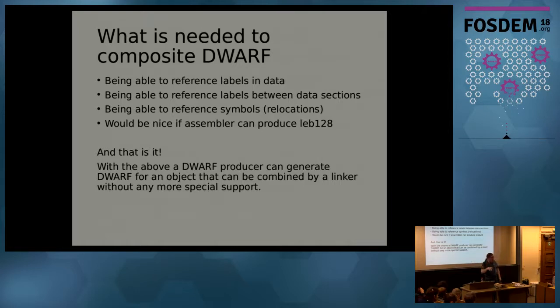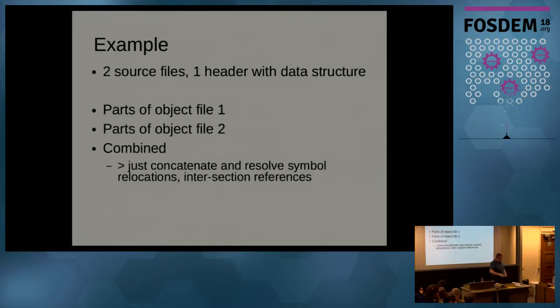And it would be nice if the assembler knows how to create LEB128. I don't know how you pronounce it, but a compact form of writing out constants, because otherwise you have to do that by hand. It's a pain. But that's it. With just that, which is basically a generic assembler and linker, you can combine DWARF.